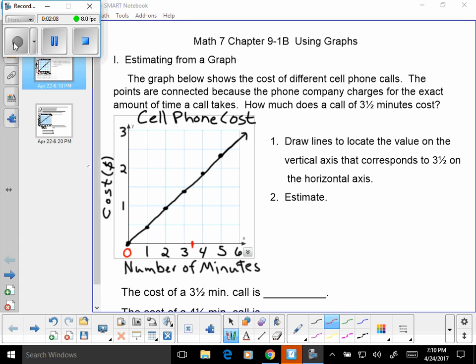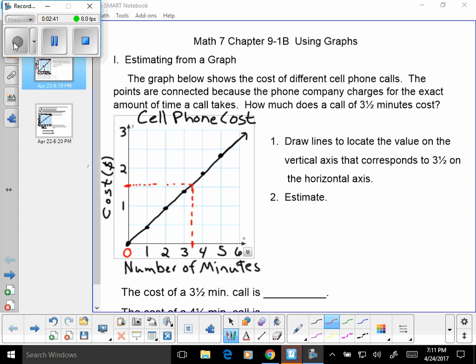Now, a ruler can help you do this, so you might want to consider using a ruler. I don't have a ruler, so I'm going to make a dash line up to the graph that we are given. Now, I want to read the cost off on the vertical scale, so I'm going to make some dash lines over to the vertical scale.